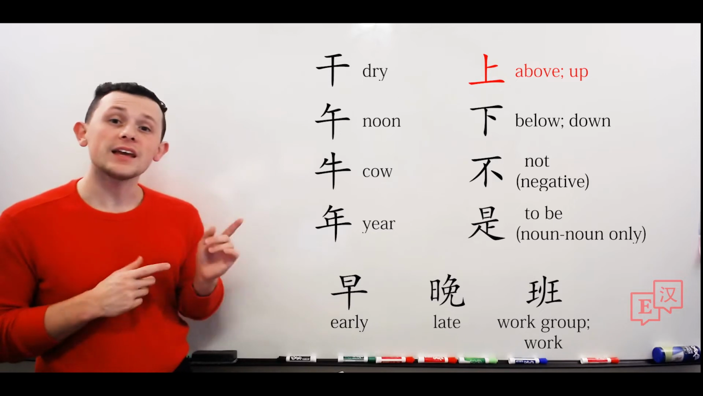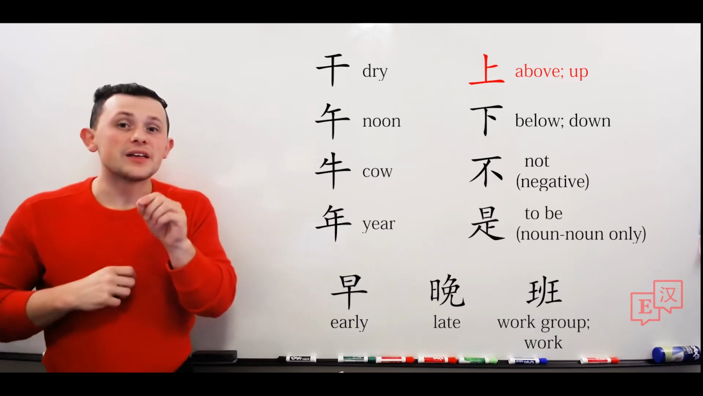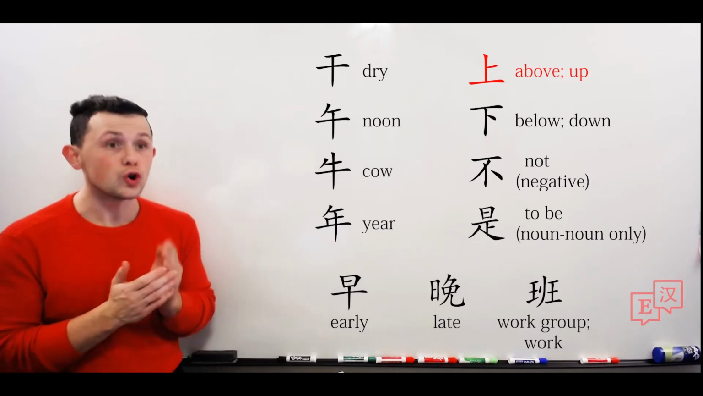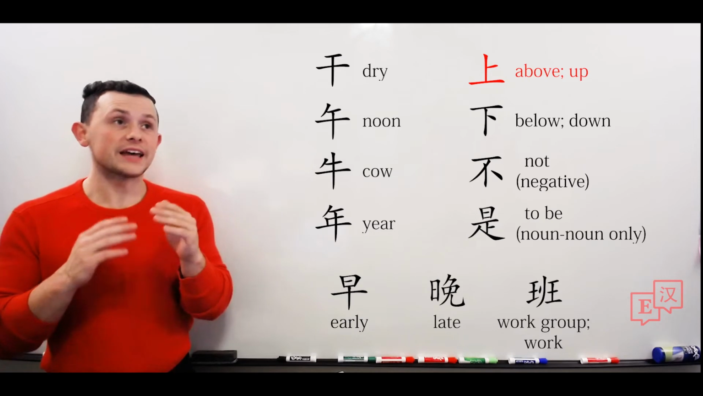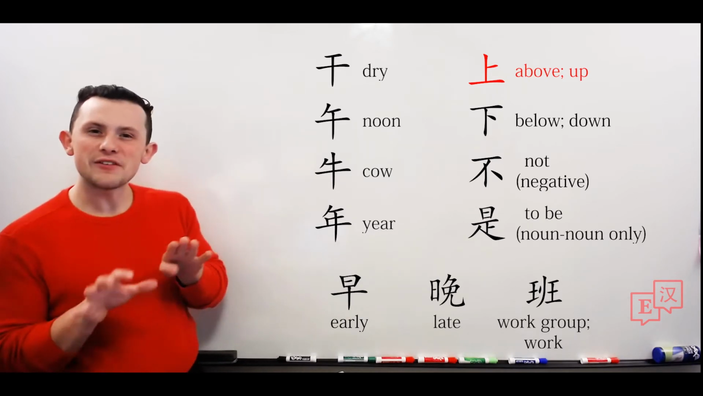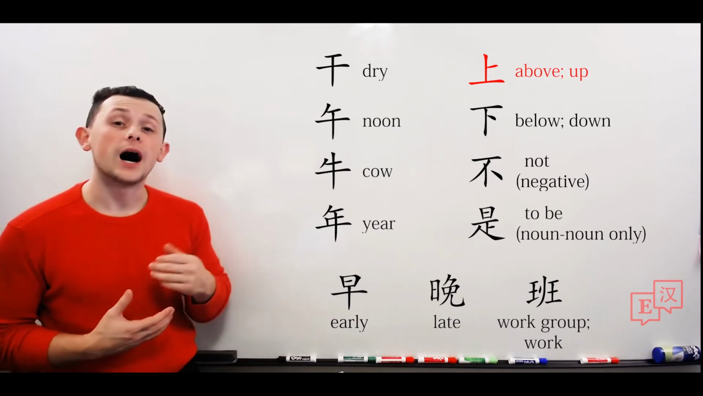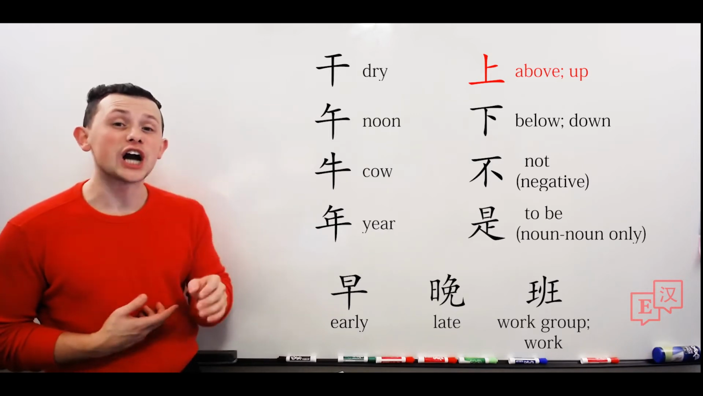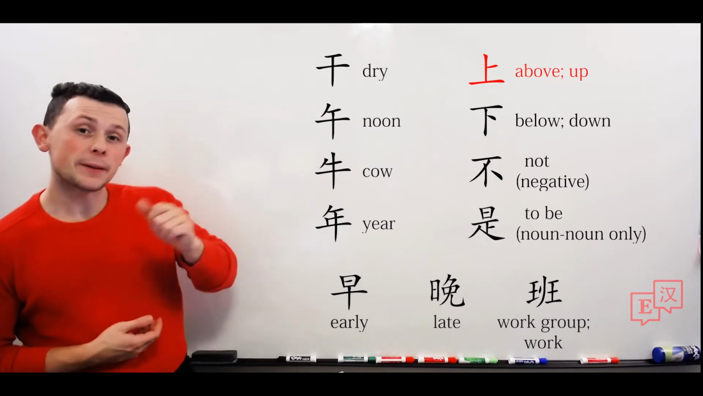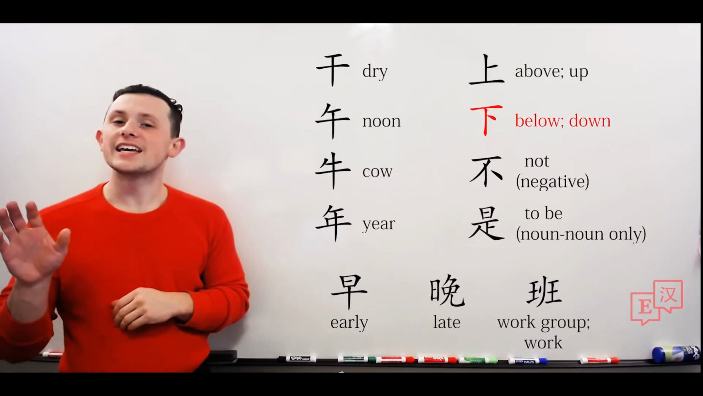Shang. This character, we have an E and then all this stuff up above. This means above, or on top of, or to go up, or to get on top of. It actually has a lot of meanings depending on context, and we'll save that explanation and conversation for later. For now, above. Shang. Now, if we take our shang and we flip it upside down, we have its opposite, below. Xia.